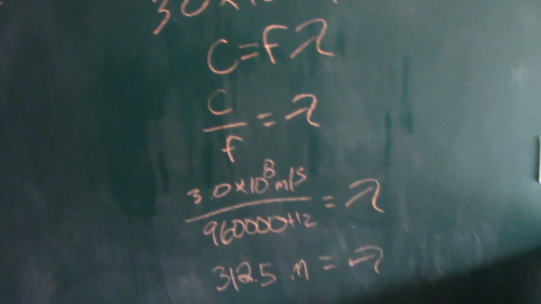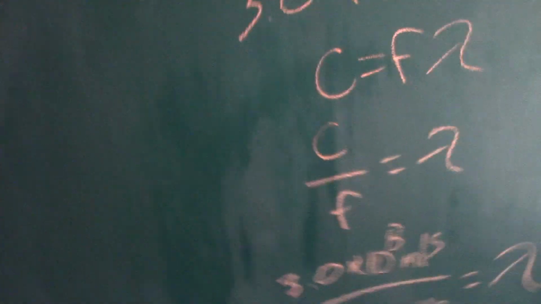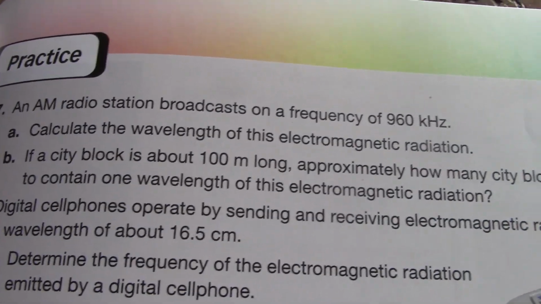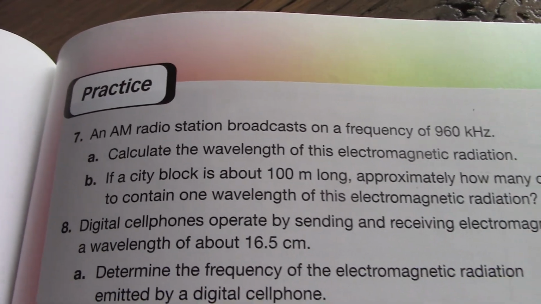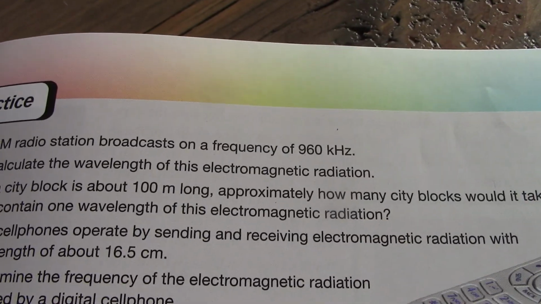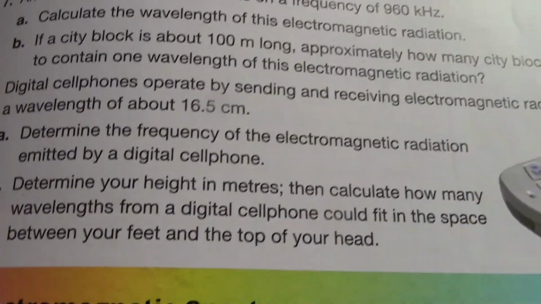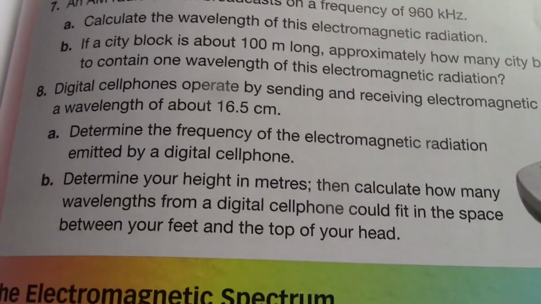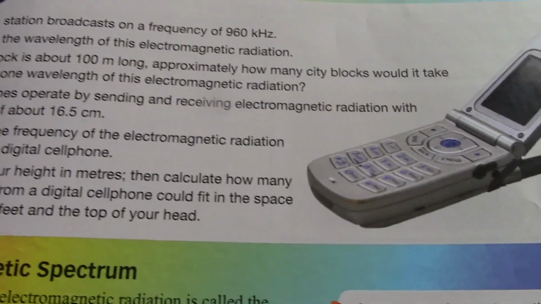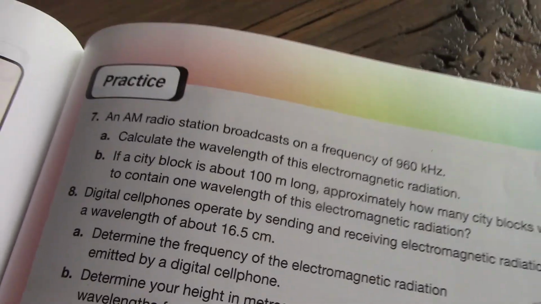So number 7 on page 421. Sorry, that's the wavelength of the wave, the wavelength of the AM radio wave. If a city block is about 100 meters long, how many city blocks would it take to contain one wavelength? So you would need 3 city blocks, obviously. And that's what 8 addresses. You can calculate your own height and figure out the frequency of your cell phone wave if you want. So that's how you would use that equation.